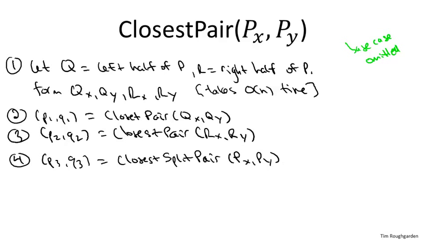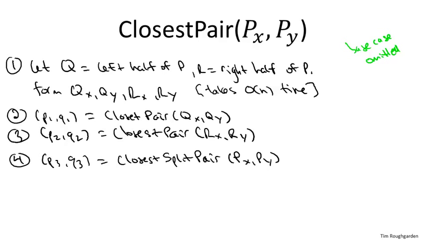Now, if we have a correct implementation of closest split pair, which takes as input the original point set sorted by X and Y coordinate and returns the smallest pair that's split, where 1 point's in Q and 1 point's in R, then we're done. Then the closest pair has to either be on the left or on the right, or it has to be split.